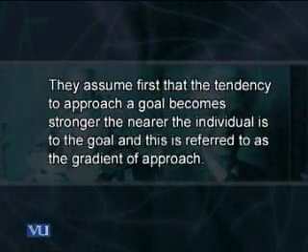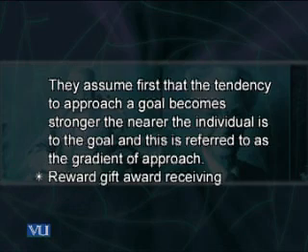Number 1, they assume first that the tendency to approach a goal becomes stronger the nearer the individual is to the goal, and this is referred to as the gradient of approach, that is reward, gift, award, receiving, that is approach. So, we are talking about conflict. Now, conflict refers to that there are 2 equally attractive options for an individual. He has to select one and give up the other. Now, when he chooses one and gives up the other one, he faces a conflict.